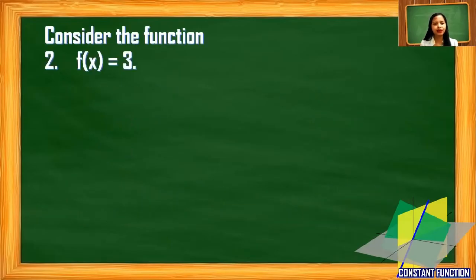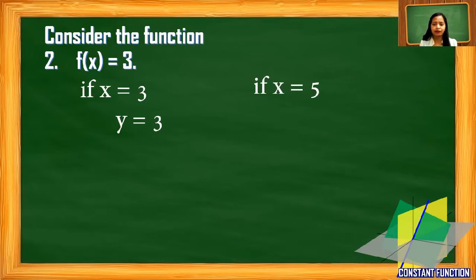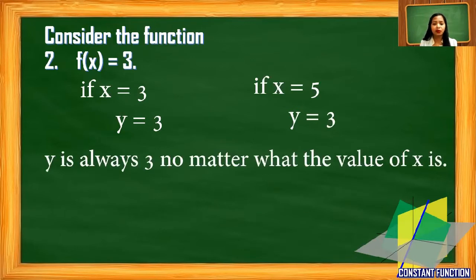Another example: f of x is equal to 3. Now, let's try to find out what the values of our x and y are. Suppose we have the value of x as 3. Our y is equal to 3. And if we have a value of x equal to 5, our y is equal to 3. That is fixed. In that case, y is always equal to 3 no matter what the value of x is.